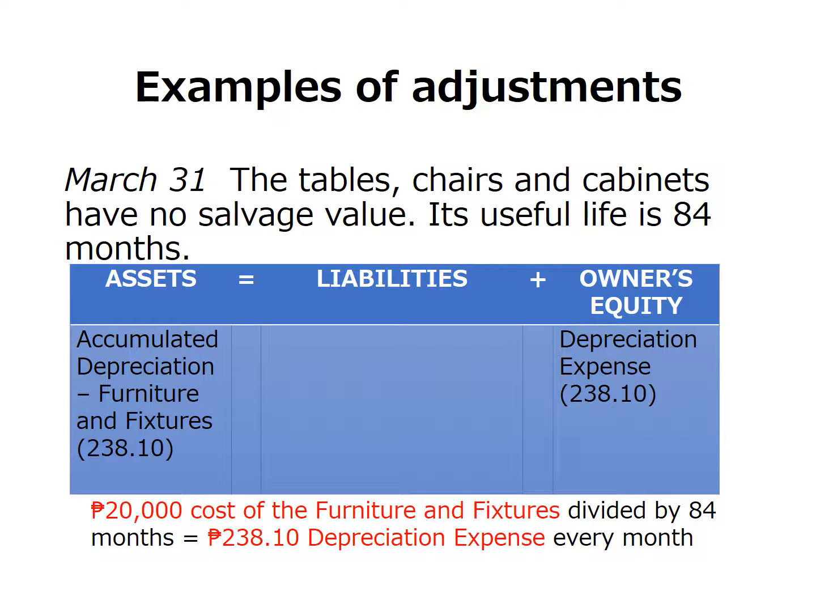Let us analyze the transaction. Again, just like the previous adjustment, we have an increase in accumulated depreciation, furniture and fixtures, by 238 pesos and 10 centavos. But since we are using the accounting equation and we are going to show the relationship of accumulated depreciation to assets, accumulated depreciation is a contra-asset account, we are going to show it as a negative amount. Accumulated depreciation, furniture and fixtures increased by 238 pesos and 10 centavos, its effect to assets is a decrease.